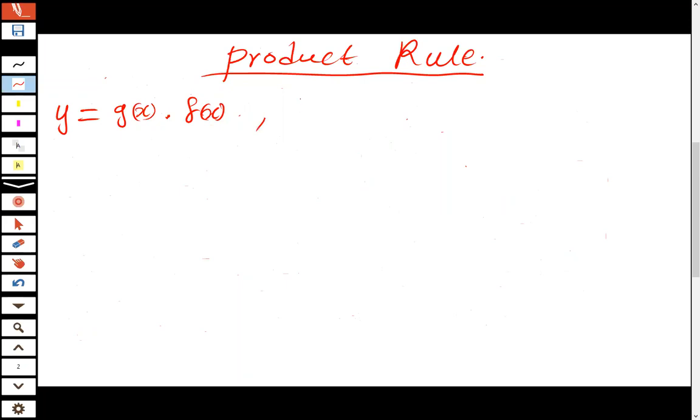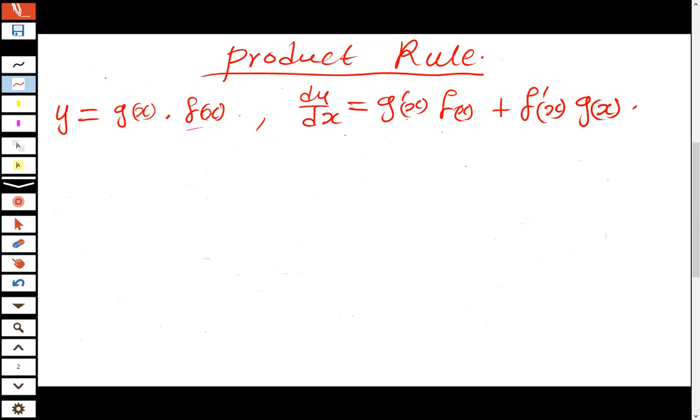So the product rule states that dy/dx is equal to, you first differentiate the first function, you find g prime of x, and then multiply it with the second function, which is f of x. Then you say plus, you differentiate the second function, which is just finding f prime of x, and then multiply it with the first function, which is g of x. So this is how you use the product rule.